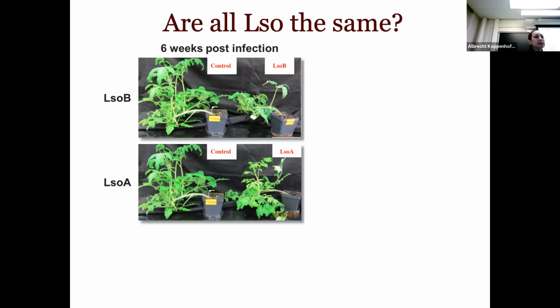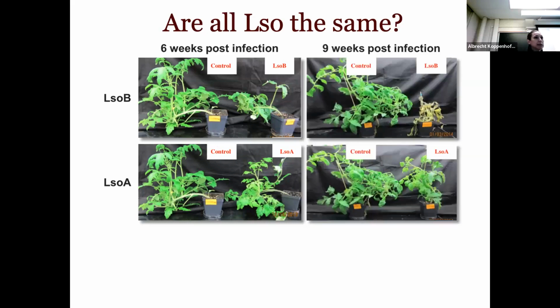We look at the same plants 3 weeks later. This is what we see. All LSOB infected plants are dead. LSOA infected plants are not dead. They are stunted, they have some deformations of the leaves, but they are alive. And we kept them 14 months, and they were alive. So, difference in virulence associated with tomatoes.